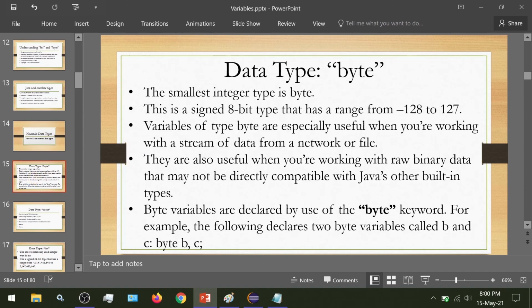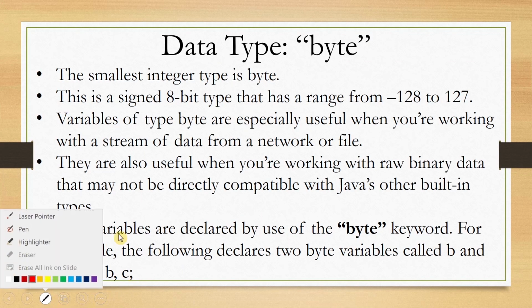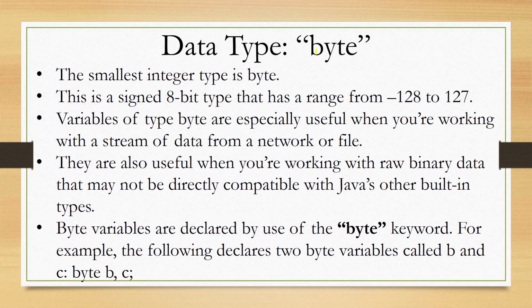So we saw numeric data types. First we saw the byte data type. It is the smallest integer type. It is signed. All of the numbers in Java are signed. It is 8 bits in length, and then its range. The byte type variable is declared using the keyword byte, and we also saw examples for declaring byte type variables.